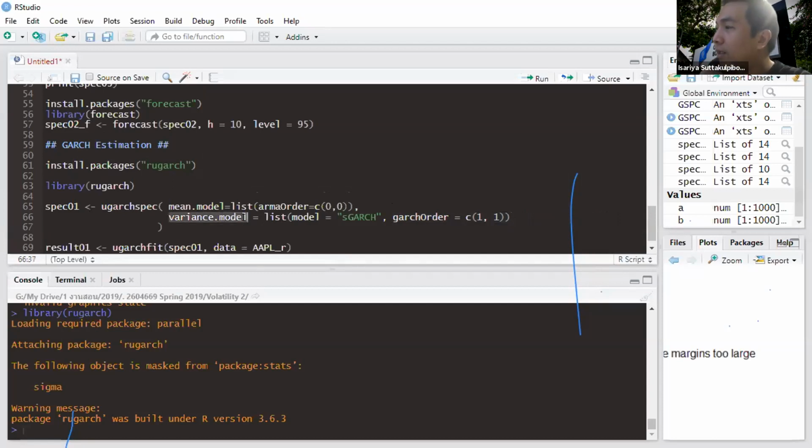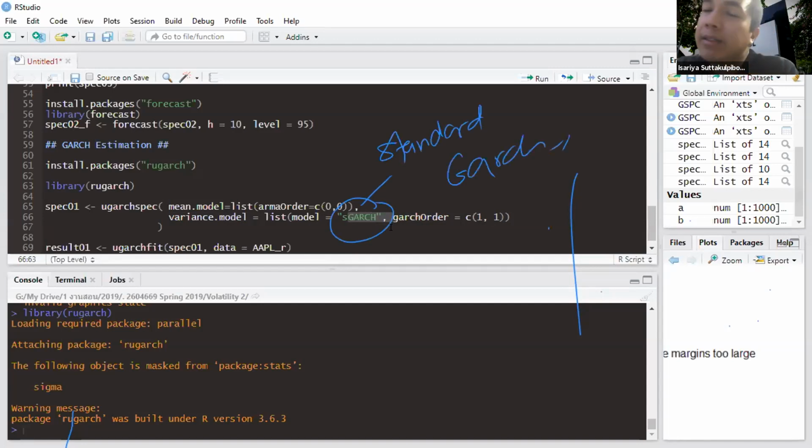Let's look at the variance model first. I want to use a variance model called sGARCH, right? s spelled out lowercase and GARCH all capitalized, and put it in quotation marks. s stands for standard. Standard GARCH, right? It's the model we just learned, the standard GARCH invented in 1986. So yeah, variance model, you put in a list, right? You have first the model, which is sGARCH, and you have the order, just like the ARMA. So you put c(1,1). So this is basically GARCH(1,1). Simple, right?